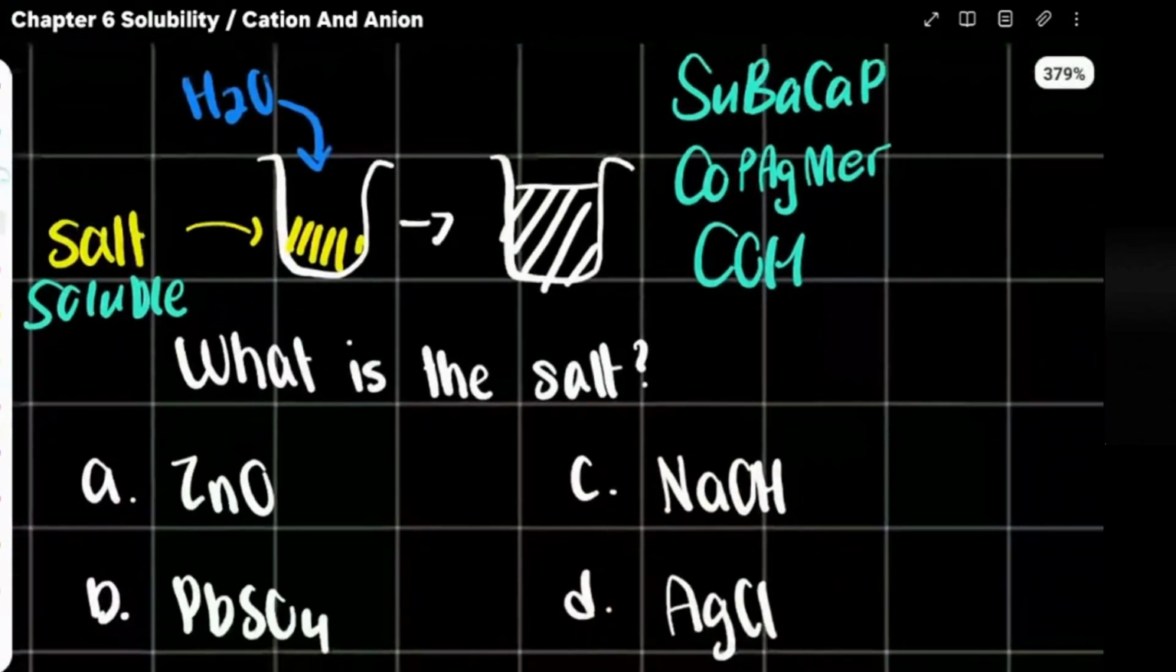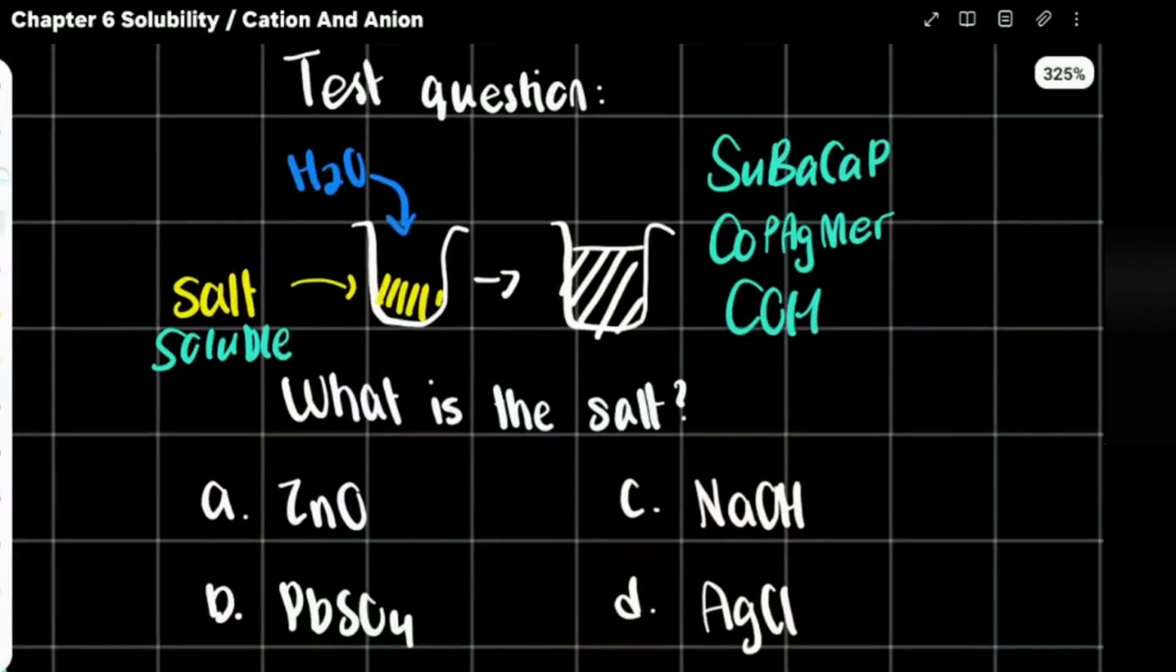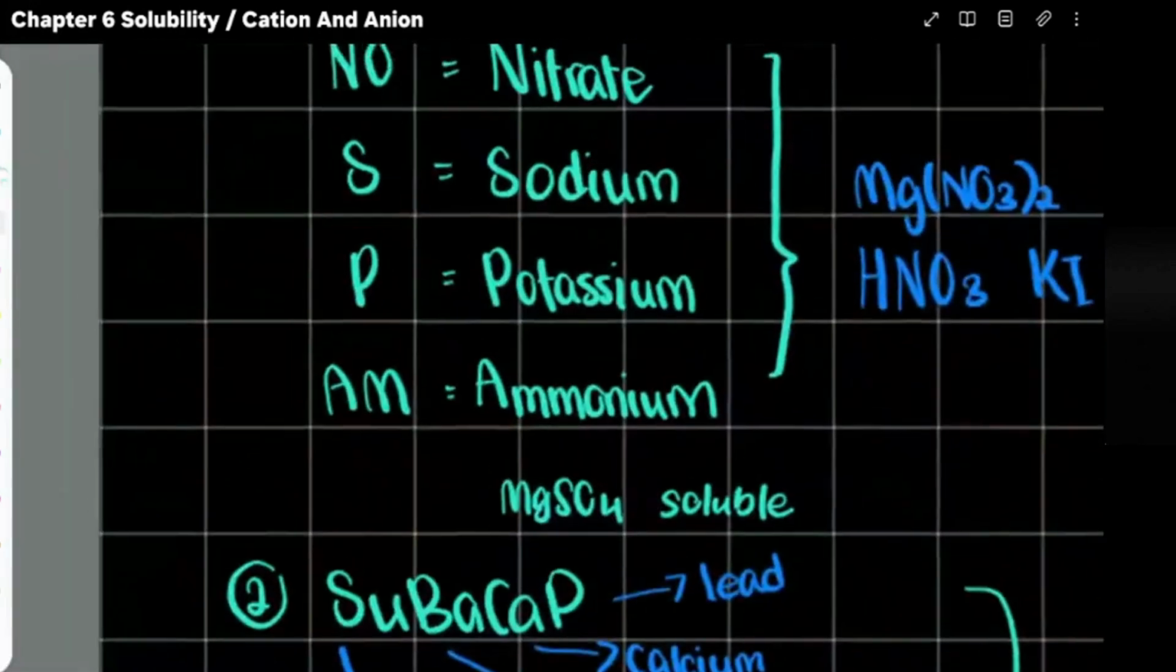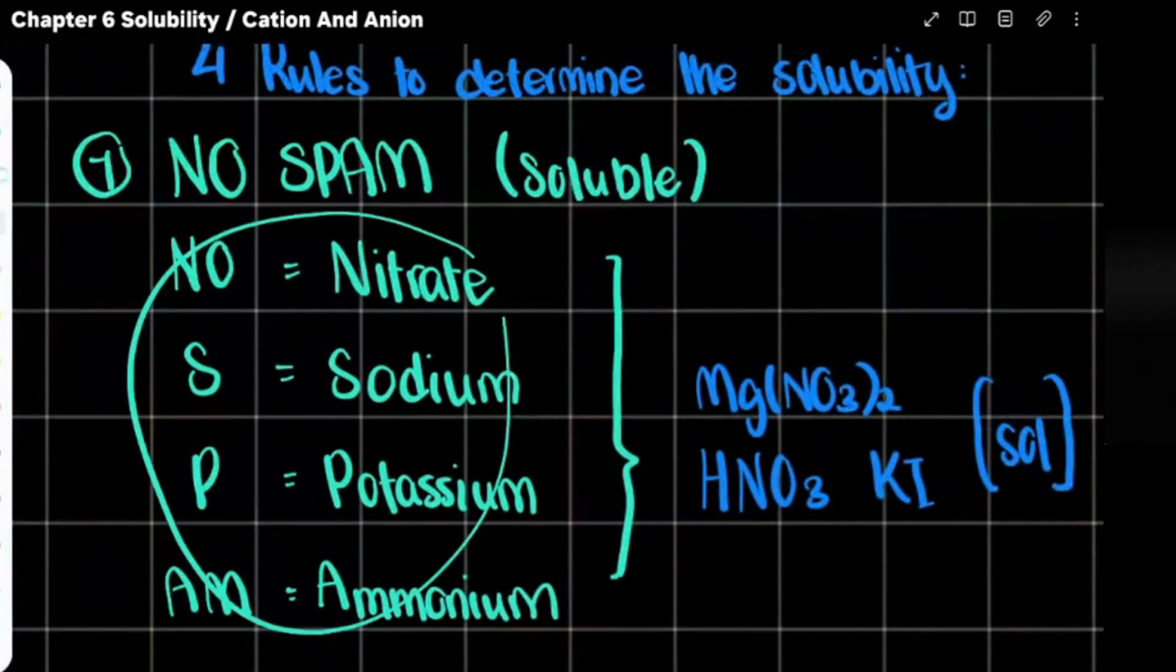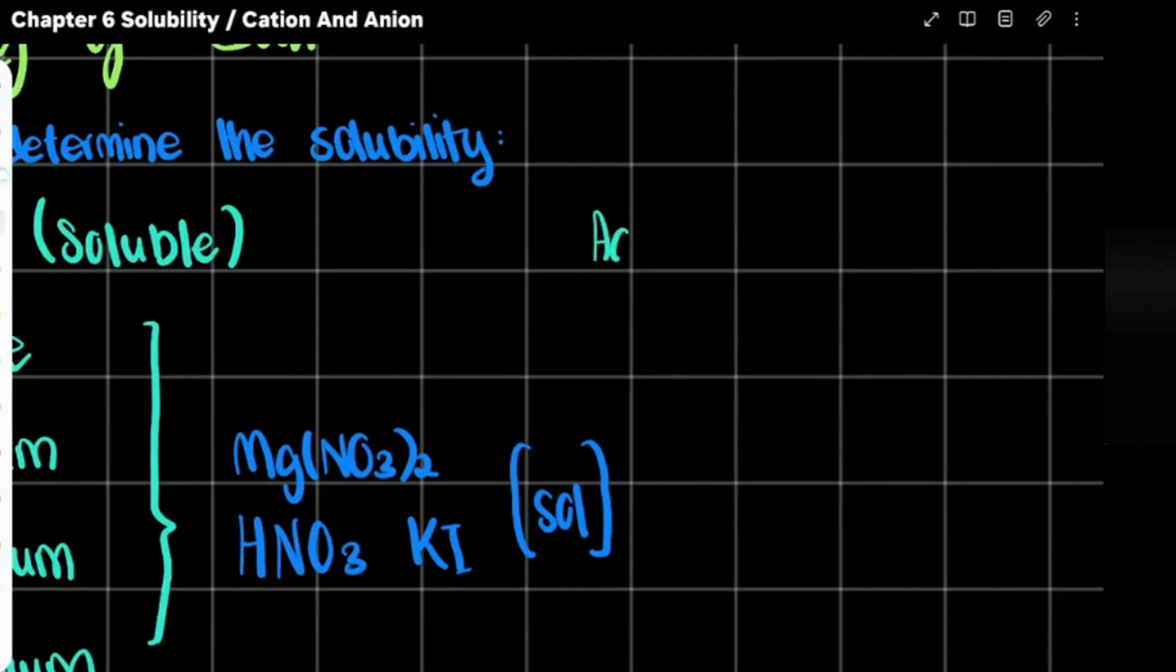Can you explain why NO SPAM? Which one is the answer? Let's see here. You want me to explain now why NO SPAM? Anything with NO SPAM. What is NO SPAM? NO SPAM is nitrate, sodium, potassium, and ammonium lah. If anything has NO SPAM in the equation, for example, AgNO3, this has NO SPAM. You know why? The nitrate.